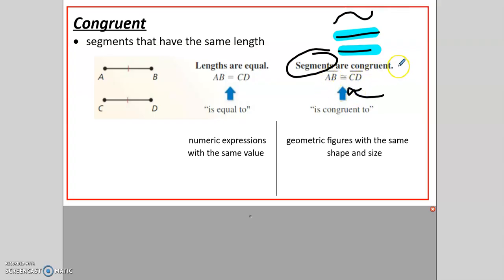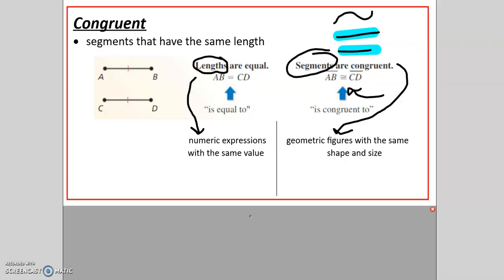We use the word congruent to talk about geometric figures, whether that's a line, shapes, whatever. We use the equal sign to talk about the lengths themselves. So here I would read this as the length of AB equals the length of CD. Lengths, the equal sign we use for numeric expressions. If I'm talking about the length as a numeric expression, that's when we use the equal sign.